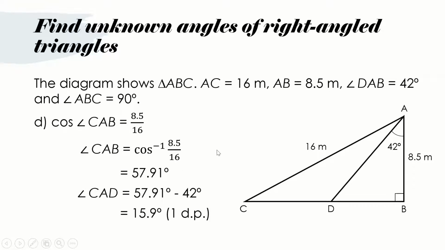Okay, part D. Cosine angle CAB will be equals to 8.5 out of 16. Alright, adjacent out of hypotenuse. So angle CAB will be equals to 57.91 degree. And because you want to find angle CAD, so you got to take away the 42 degree. And you'll get 15.9 degree, correct to 1 decimal place.